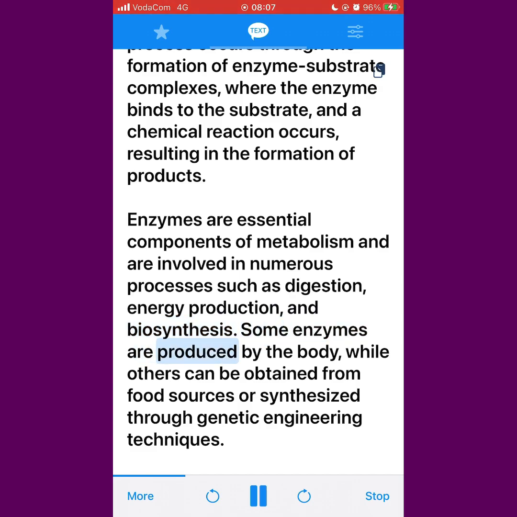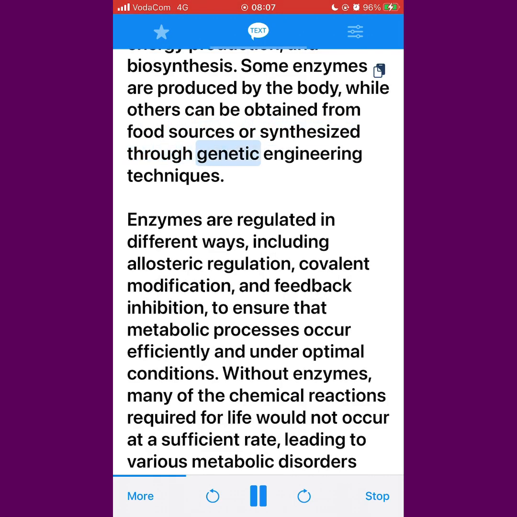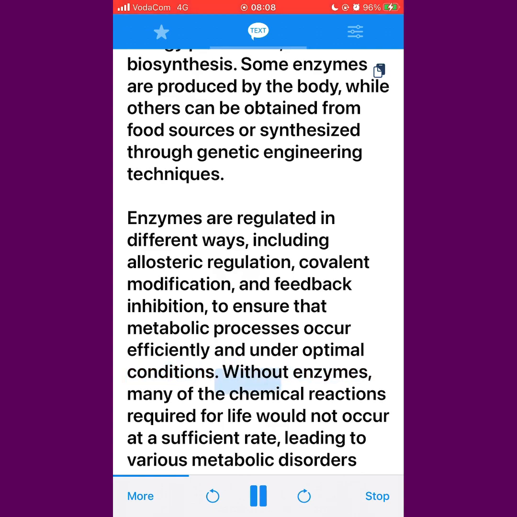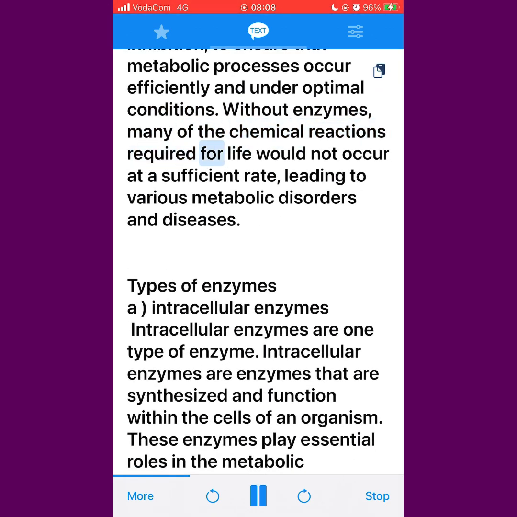Some enzymes are produced by the body, while others can be obtained from food sources or synthesized through genetic engineering techniques. Enzymes are regulated in different ways, including allosteric regulation, covalent modification, and feedback inhibition, to ensure that metabolic processes occur efficiently and under optimal conditions. Without enzymes, many of the chemical reactions required for life would not occur at a sufficient rate, leading to various metabolic disorders and diseases. Types of enzymes.